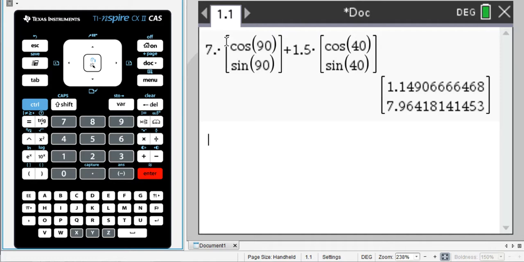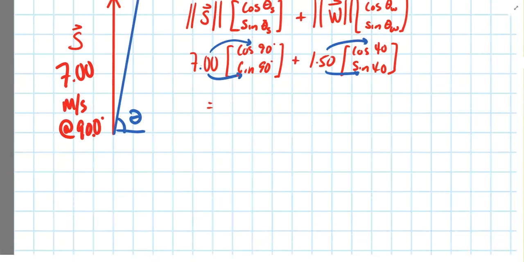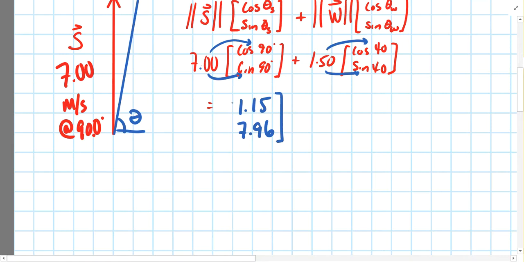And since we were using 3 significant figures along the way, we'll report 3 significant figures here, 1.15 and 7.96. So I'm using blue ink here, 1.15 and 7.96. And I just realized something seeing this result. I think I announced these 2 solutions backwards when I was doing them in my head before. Cosine of 90 is 0, sine of 90 is 1. So 7 times 1 should have been 7, and 7 times 0 should have been 0.